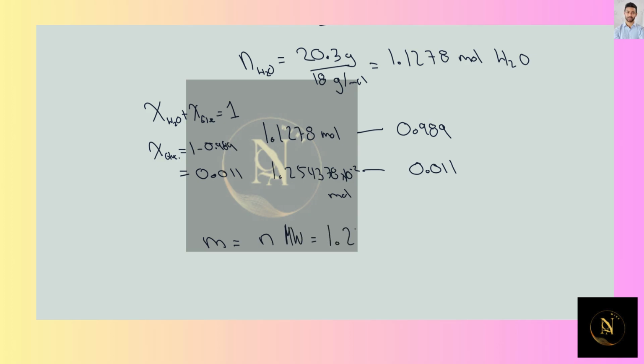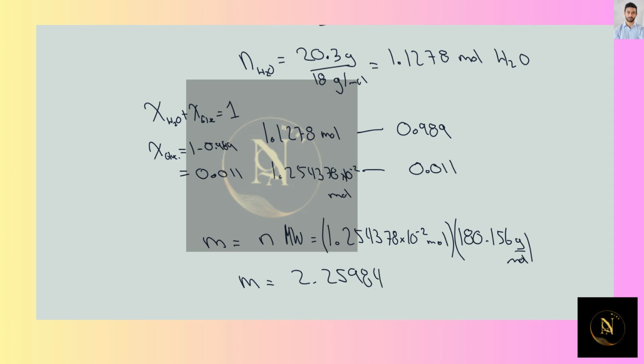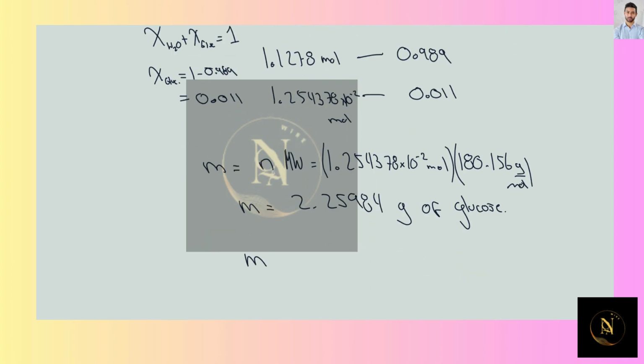This is going to be equal to 1.254378 times 10 to the minus 2 mole multiplied by the molecular weight of glucose, which we said that was 180.156 grams per mole. Which gives us a mass equal to 2.25984 grams of glucose employed, which we can round up to 3 significant digits to a mass equal to 2.26 grams of glucose.